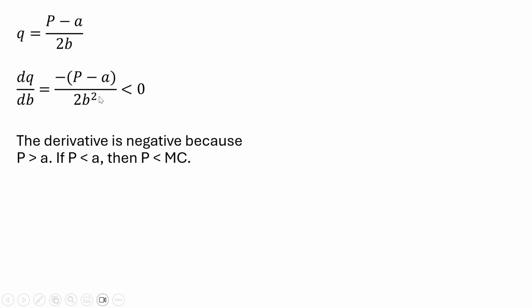And we know it's negative because this P here, in parentheses, a price, is going to be greater than A, parameter A. If P is less than A, then price would be less than marginal cost. And in perfect competition, price needs to equal marginal cost. If you recall, again, in perfect competition, price equals marginal cost. And our marginal cost equation was A plus 2BQ. So price definitely has to be greater than A. If not, price would be less than marginal cost.